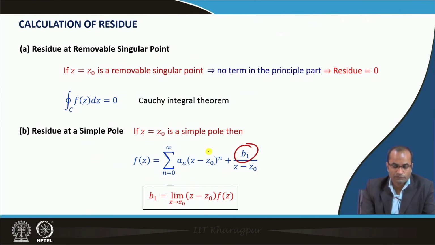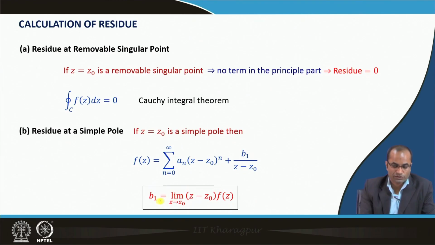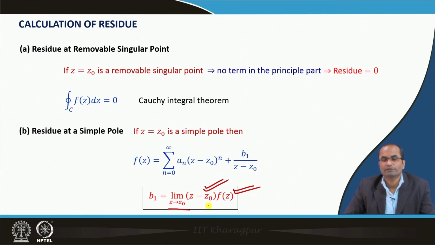So, to get this B1, we multiply by z minus z naught and then take the limit as z approaches z naught. So, without expanding this f(z) into the Laurent series, we can get this B1, which is readily given here. So, if it is a simple pole, we just multiply f(z) by z minus z naught and take the limit, and whatever number comes, that is actually the residue.